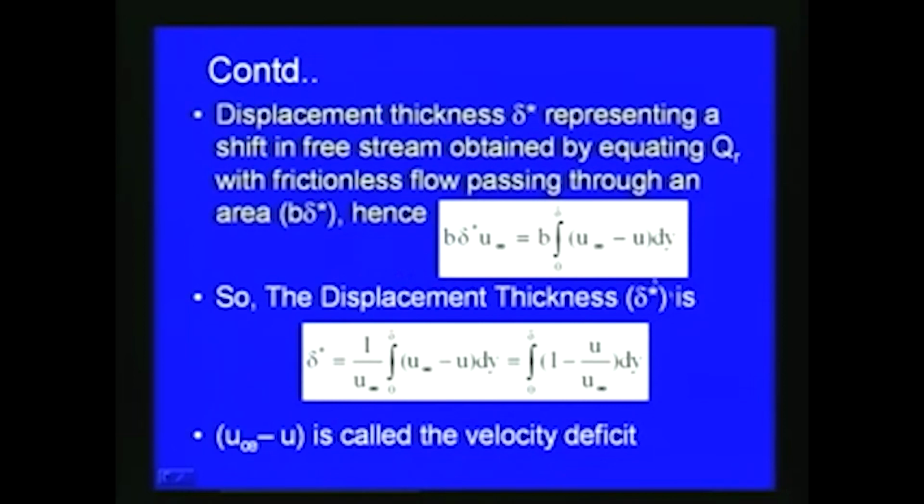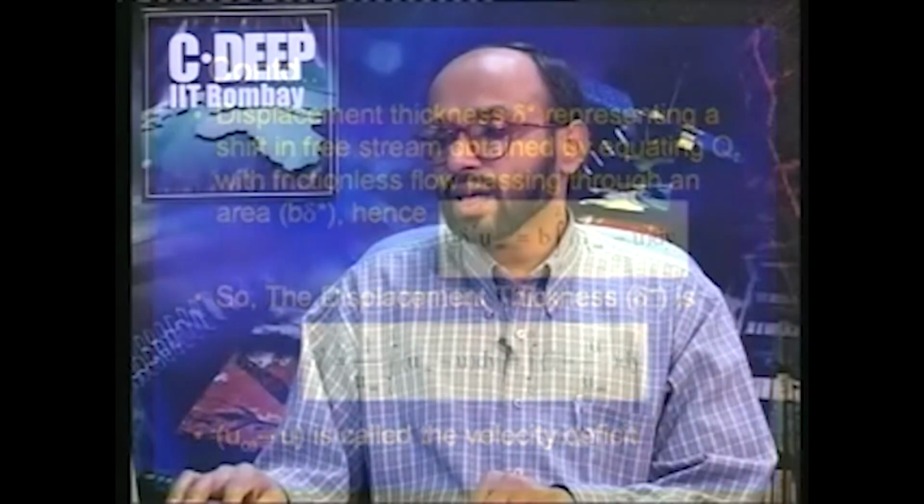Finally we can get an expression for the displacement thickness: δ star is equal to 1 by u∞ ∫ from 0 to δ of (u∞ - u) dy, which is equal to ∫ from 0 to δ of (1 - u/u∞) dy. So this is the expression for the displacement thickness. It connects the free stream velocity and the velocity in the boundary layer with the displacement thickness.